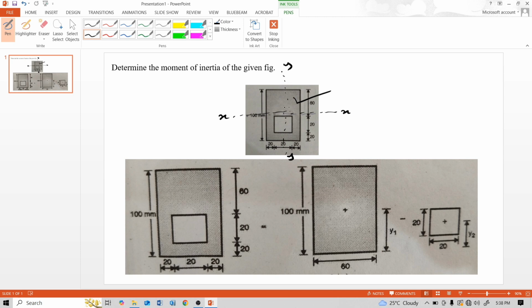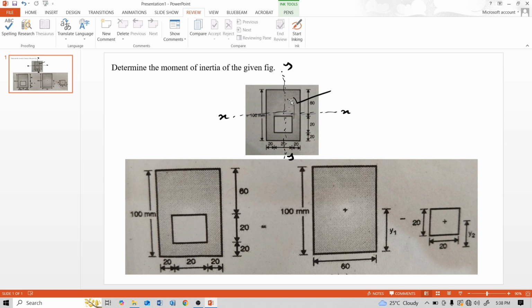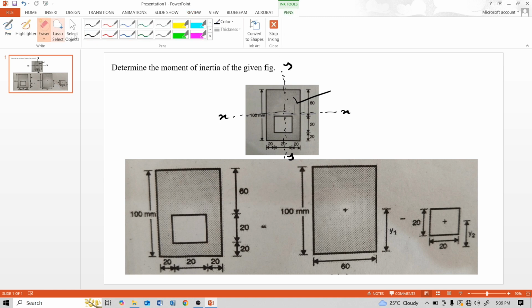But here, see, this y-axis is symmetrical. The right side and left side of the y-axis are both symmetrical, but the x-axis upward side and downward side are not symmetrical. So here we use the parallel axis theorem for calculation of moment of inertia of this rectangular section with this hollow rectangular part inside it.